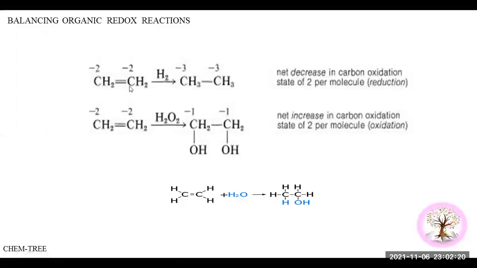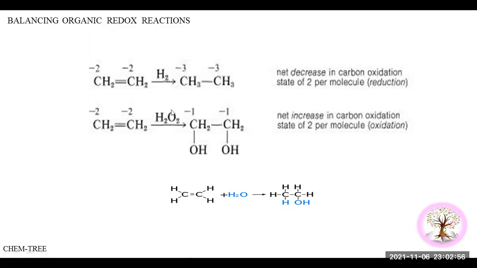For example, alkene, this is ethene, and when it is hydrogenated, hydrogen content has been increased, and this is understood as a reduction. So you will see that there is a net decrease in carbon oxidation state per molecule. Carbon oxidation state is -2 over here and -3 over here. So a net decrease in carbon oxidation state has been observed, and this decrease of the oxidation state of carbon is also termed as reduction.